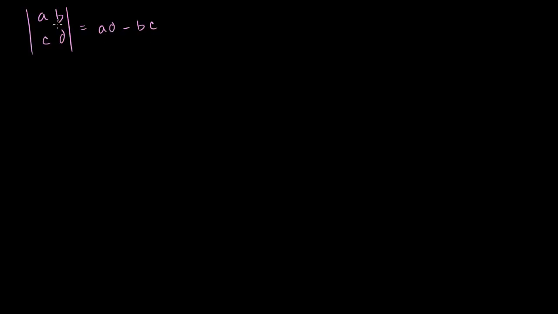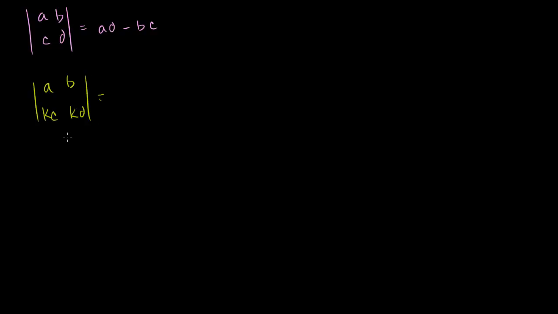Now what if we were to multiply one of these rows by a scalar? Let's say we multiply it by K. So we have the situation A, B. Let's multiply the second row times K. So we have KC and KD.